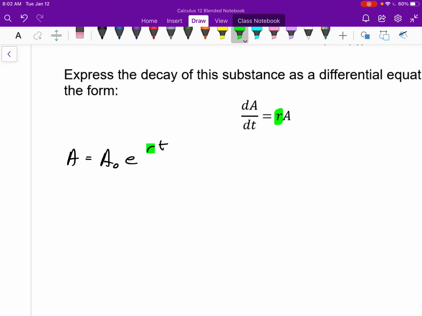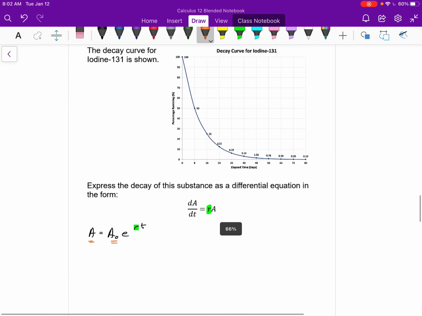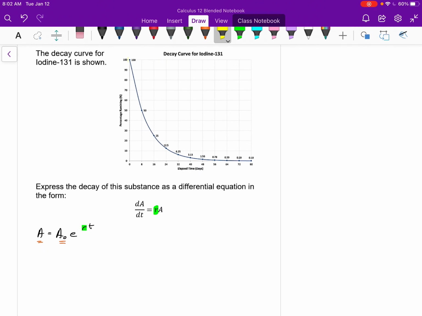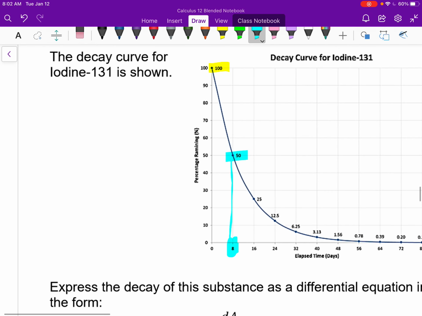The reason I want to write it in this form is I can now look at my graph and look at a couple of values, A naught being the initial amount, which honestly, I don't have to use the starting point of the graph, but I might as well, 100, and some other point. Why not pick right there, 50, which is also the half-life. I can see from the graph that after 8 days, there's half as much iodine 131 left, or the half-life is 8 days.